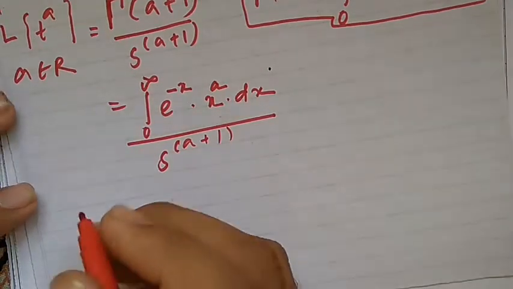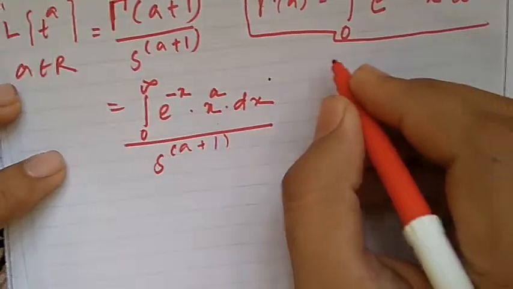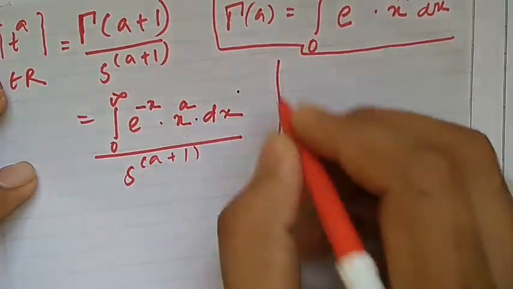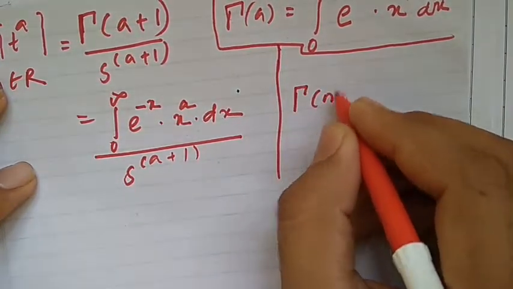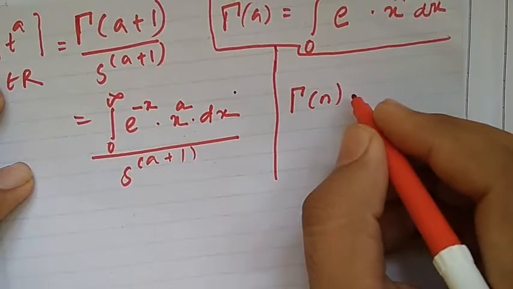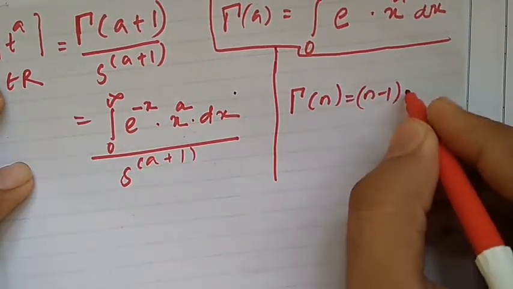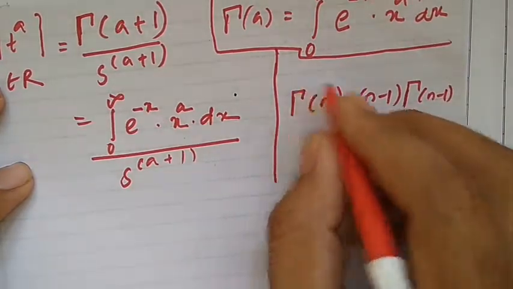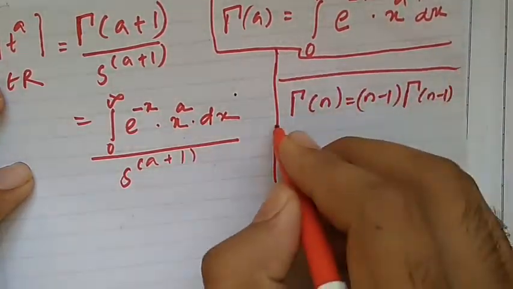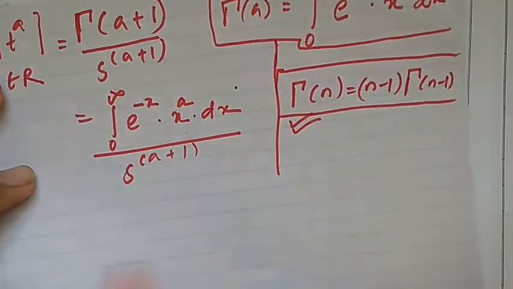Another relation for the gamma function: gamma of n, for any natural number, is equal to n minus 1 into gamma of n minus 1. Okay, this is also a very important formula. You can remember this also, very useful.